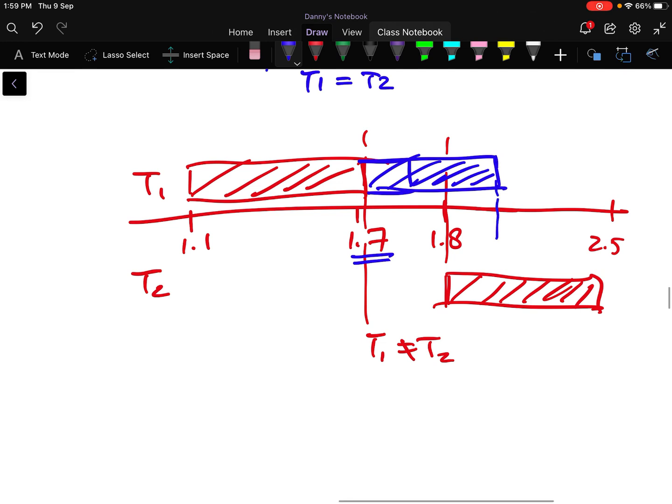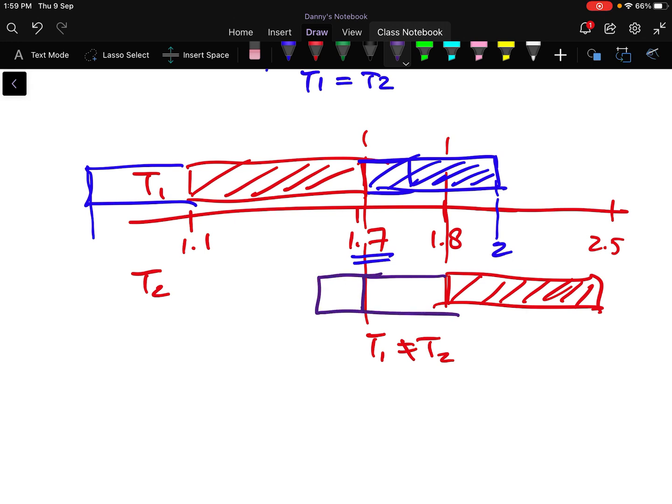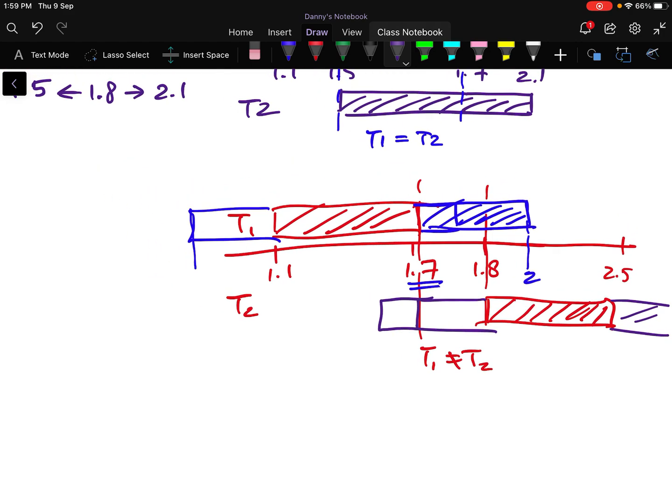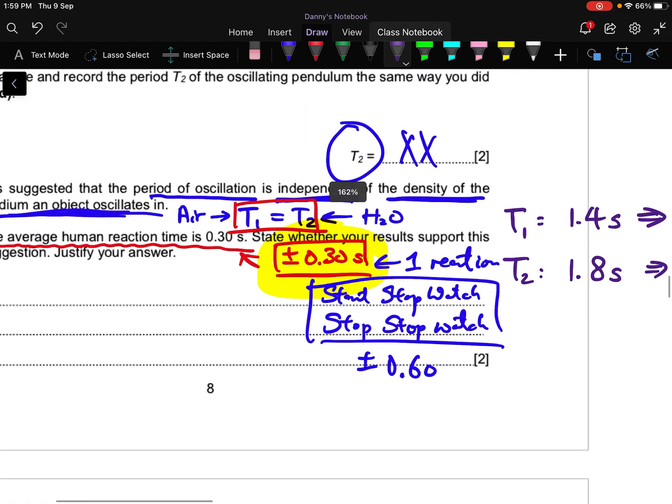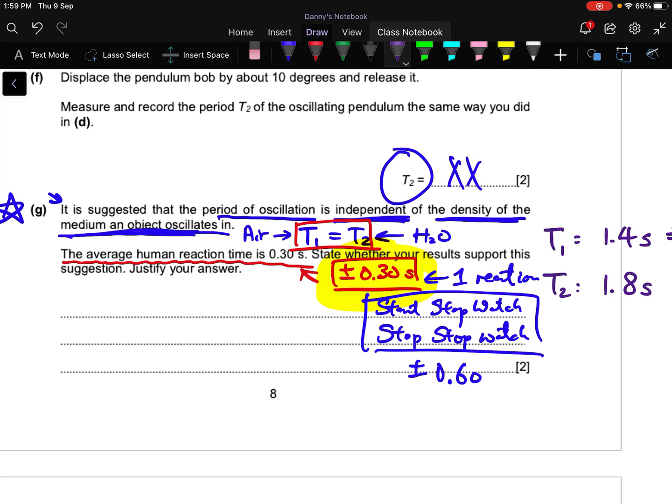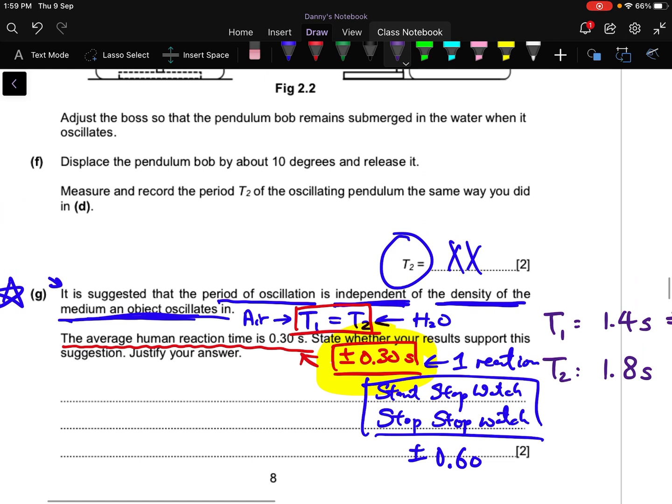1.7 plus another 0.3 would be 2. Then here would be another 0.3. Then for here, also another 0.3. Then for here, another 0.3, so that you have a total reaction time of 0.6. So for this particular question, you will have a very wide range, and chances are T1 and T2 will be equal based on your argument, even if you are looking at a timing that is for 10 oscillation or 5 oscillation.